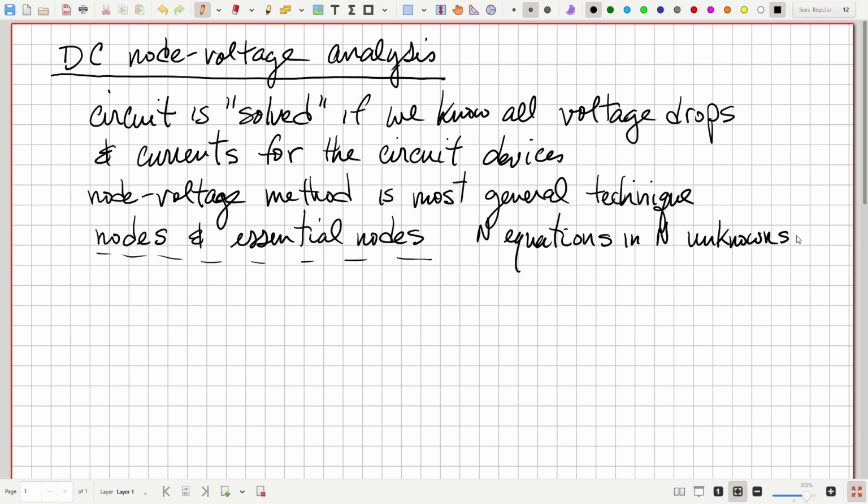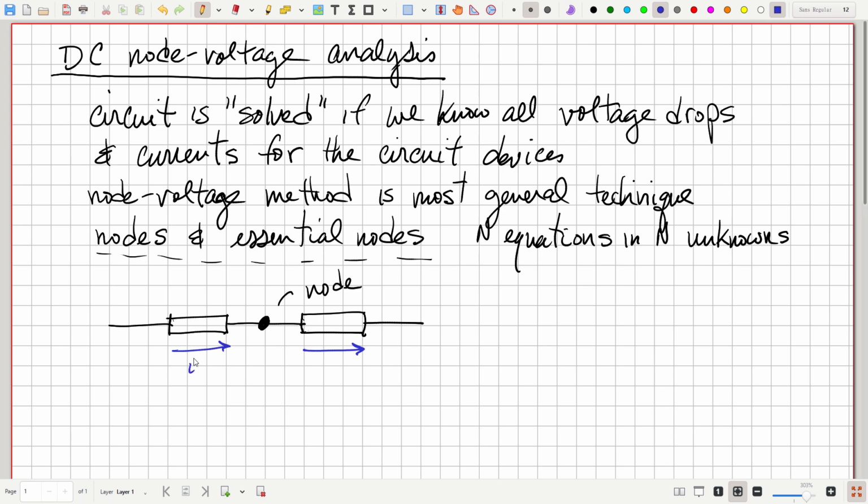So let's first talk about nodes. A node is where two or more devices connect. And physically, for example, say these were two devices, and we have to connect them together. Maybe we would solder the wire leads together here. And so that would be a node. A node is where two or more devices connect. Now, if only two devices connect, we could call that a non-essential node, or even a trivial node.